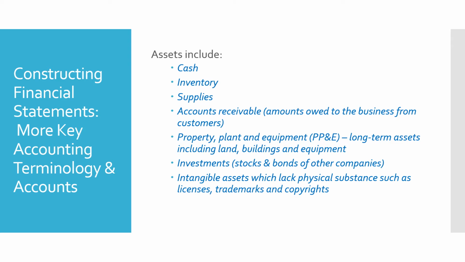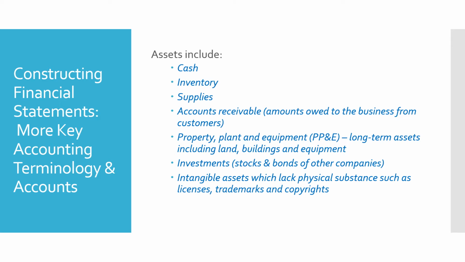Assets include cash, inventory, which we know are goods purchased for resale, supplies, which we know are goods purchased for use in the business. Accounts receivable is an asset that is the amounts owed to the business from customers. So if a customer makes a purchase on account, they owe the amount to the business, and that is recorded as an accounts receivable.